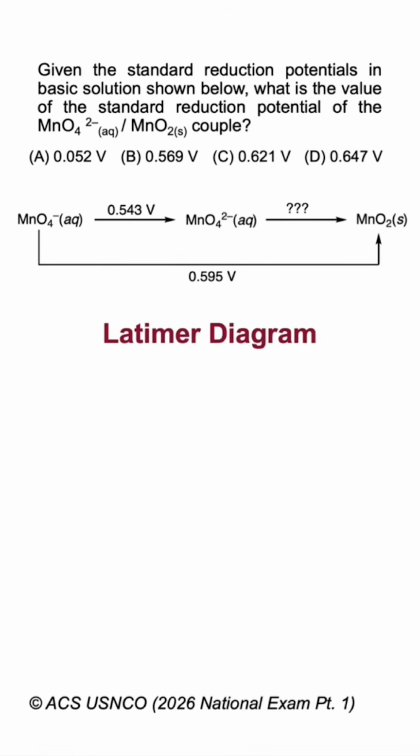A Latimer diagram lines up species from highest to lowest oxidation state, with the reduction potential for each step written above the arrow connecting them. When you skip a step in a Latimer diagram, the reduction potentials don't just add. They average, weighted by electrons transferred. So the equation we can use is shown here: E3 equals n1E1 plus n2E2, all over n1 plus n2.